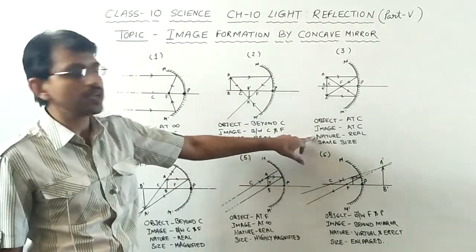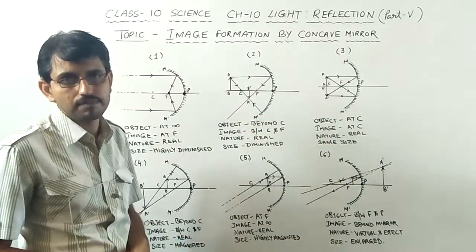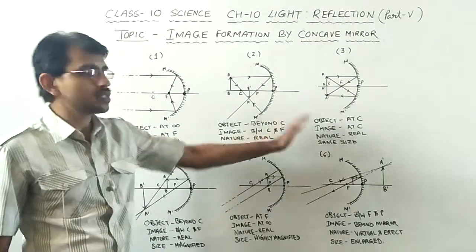The nature of the image is real because it is forming in front of the mirror, and a real image is always inverted. So the third case is over.